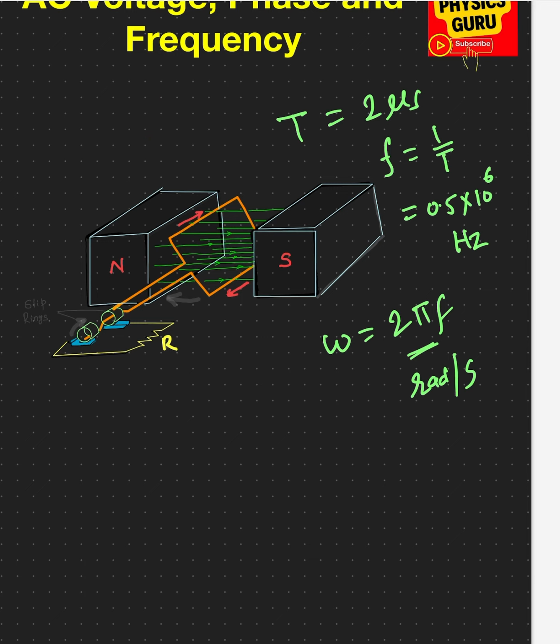Now let's say this coil takes 2 microseconds to make one complete rotation. Then the frequency would be 1 over t, and that is 0.5 times 10 to the 6 hertz. And omega would be 2 pi f, and that we can calculate would be the angular frequency. So this is how the time period, frequency and angular frequency are related. And we'll talk more about this in another video.